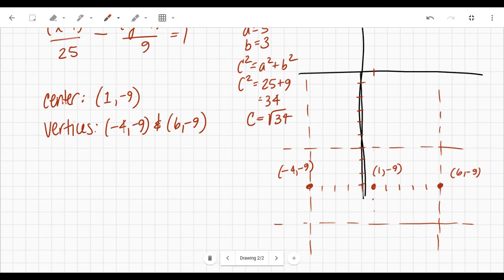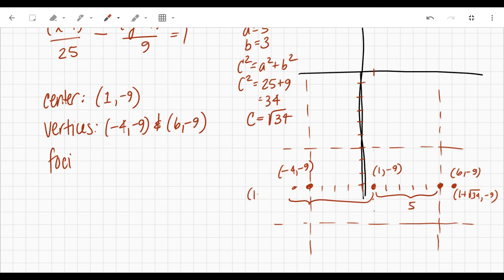Okay. So from the center, we would go left and right square root of 34. Okay. Square root of 34, that's going to be just under 6, right? So it's going to take us further than the 5. Remember, the foci are beyond the vertices for hyperbolas. It doesn't really matter on the graph. Okay. It's going to be about there, which would be, for an x, 1 plus the square root of 34, -9. And then in the other direction, we would do 1 minus the square root of 34, -9.